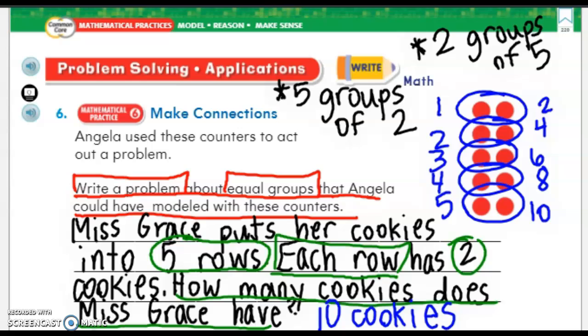So there's my answer. So make sure your problem has information in it and then a question, and then you answer your problem. That's how you write a word problem. So you have to make sure you have information, a question, and then you can answer your question.